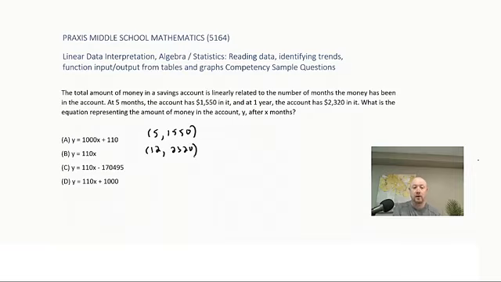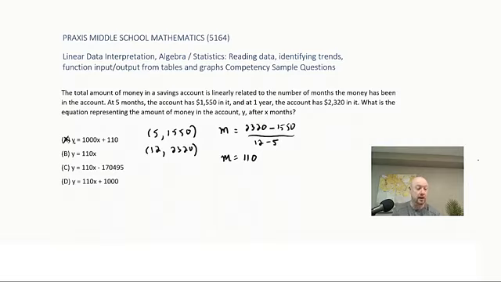All right, so the first thing I want to do is calculate my slope. My slope is going to be rise over run. So we're going to take 2,320 minus 1,550, all divided by 12 minus 5. And if we do that correctly with our calculator, we're going to get a slope of 110. So that's going to eliminate choice A because that has the wrong slope.